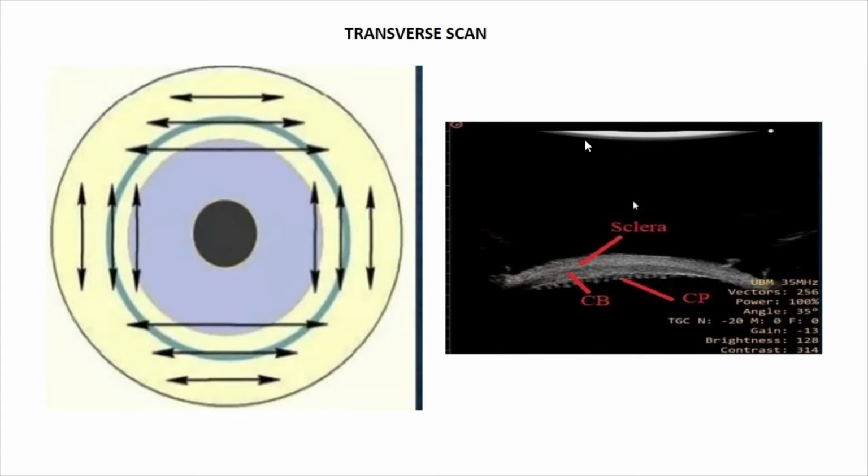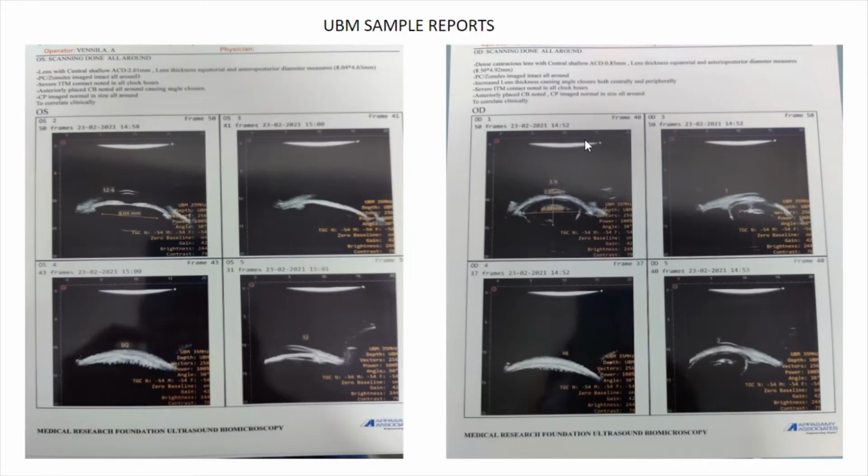Okay, these things are routine. These are not even ophthalmology, general ultrasound itself. So with the transverse scan, you can pick up the ciliary body image and the pars plana image. Okay, can you describe them quickly?